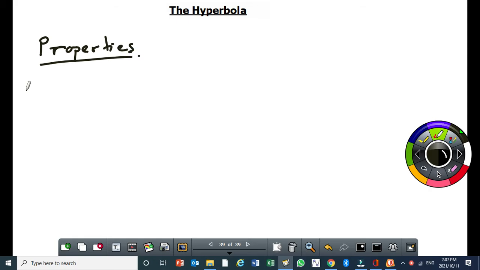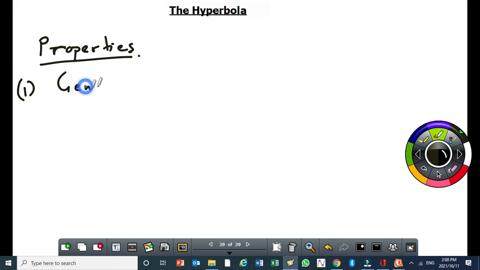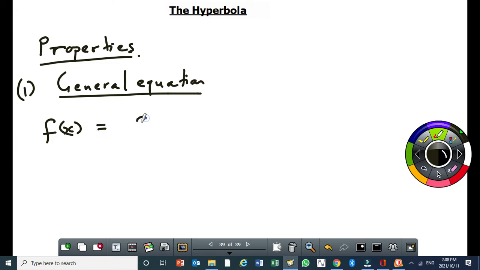Okay, let's start with the general equation. Number one, general equation. I'm not going to try and make it complicated, but you need to know that the general equation can be written in two ways. But for you, I'm going to write it as f of x equals a over x plus p, plus q.